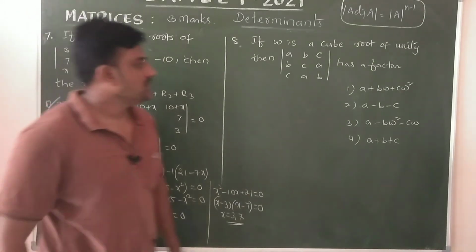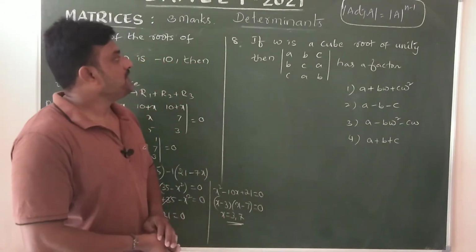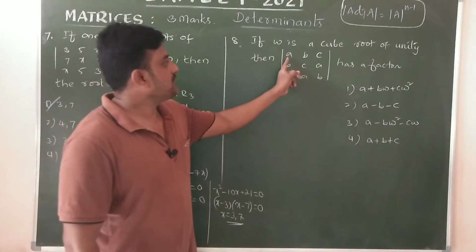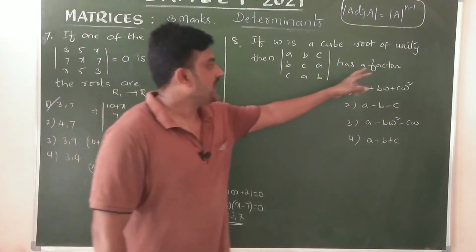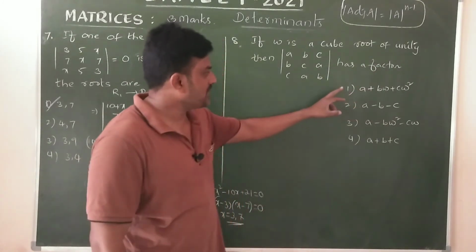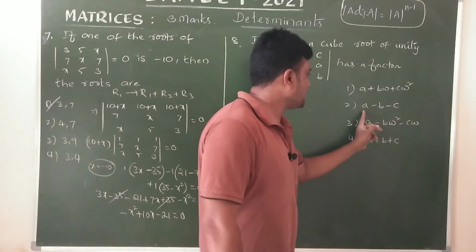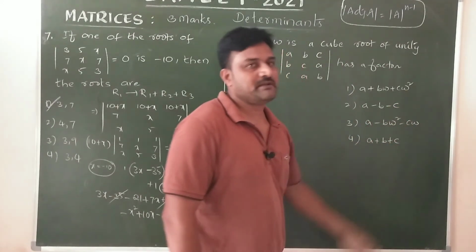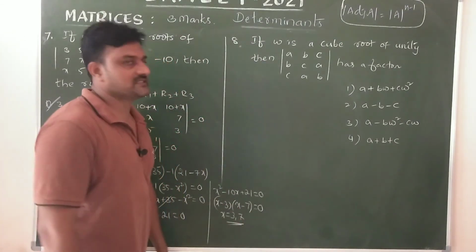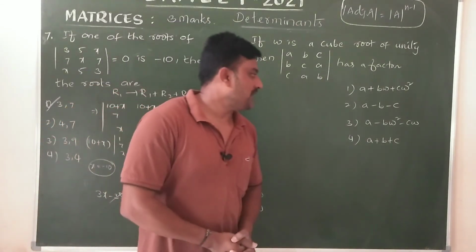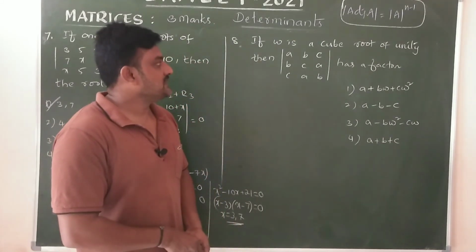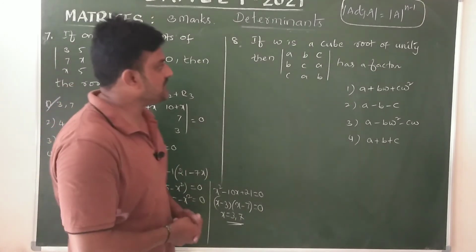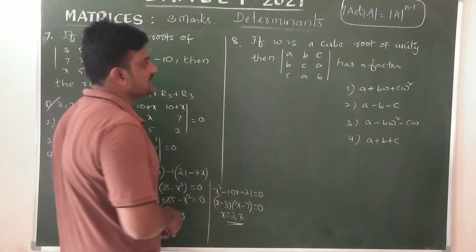Okay. Now let us go with the eighth one. If omega is a cube root of unity, then the determinant of a b c, b c a, c a b has a factor. Okay, the factor is a plus b omega plus c omega square, a minus b minus c, a minus b omega square minus c omega, a plus b plus c. Now which option is correct? Okay. Now for this problem I can use one method, that is the verification method, applying any one value. Okay, verification. Let us do.